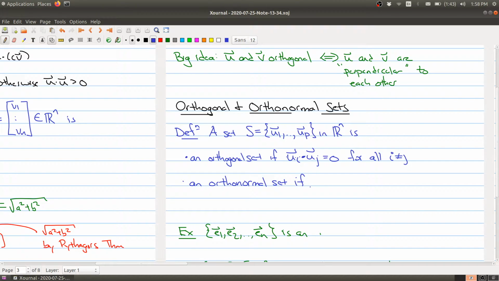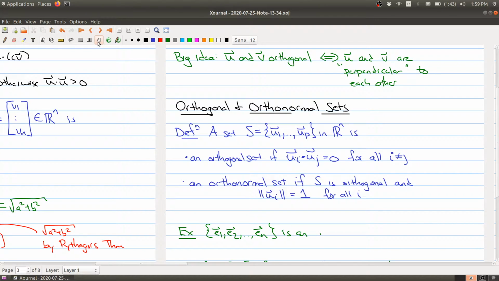And an orthonormal set is a set S that is orthogonal. So it has the property that each of these vectors is perpendicular to the others, and we impose the extra condition that each vector in my set has length 1, or norm 1, for all i. So an orthonormal set is an orthogonal set where all the vectors have a specific length.